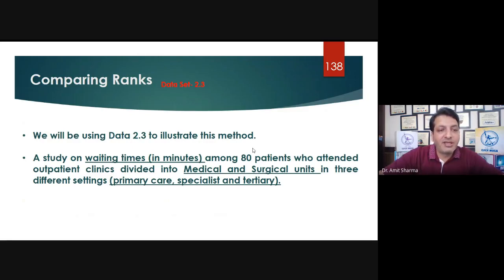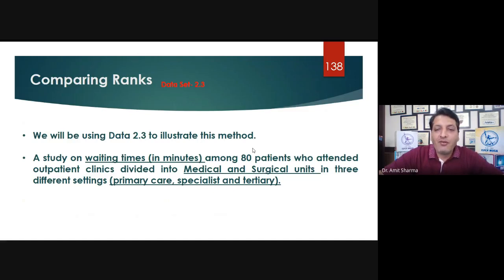For example, a study on waiting time in minutes amongst 80 patients who attended an outpatient clinic, divided into two different types or facilities of the hospital. One is the medical unit and the other the surgical unit. Till here I will take the example for Mann-Whitney, and if we further divide the wards based upon specialty in the hospital, for example primary care specialty and the tertiary ward, then this example will be taken for another test called the Kruskal-Wallis test, which I'll take tomorrow.